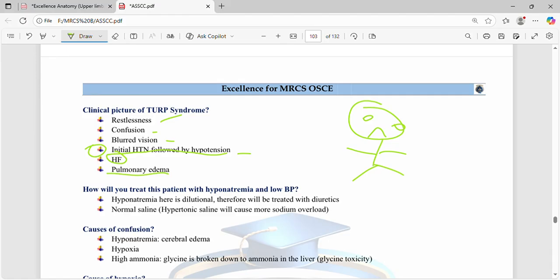So how will you treat this patient with hyponatremia and low BP? The hyponatremia here is dilutional, therefore we will treat it with diuretics. Give him diuretics, like furosemide 40 to 80 milligrams, and normal saline. Hypertonic saline will cause more sodium overload, so you can give him normal saline for the BP, and you can give diuretics to get rid of the free water, along with fluid restriction.